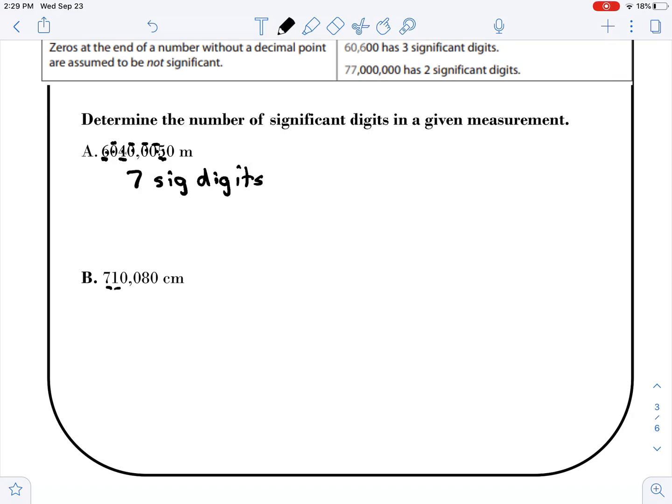Here we count the non-zeros: 1, 2, 3. This zero and this zero are between them, so we count those. That zero is at the end, so you don't count that one. So that's 1, 2, 3, 4, 5. 5 significant digits.